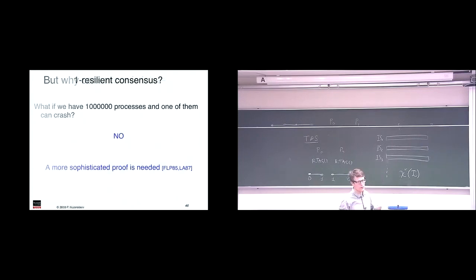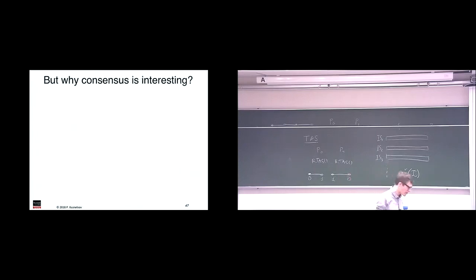So this means that in the shared memory context, even a one-resilient consensus algorithm doesn't exist. And one-resilient means that the algorithm tolerates the failure of a single process. If you don't know who's going to fail a priori, there's no way. For any algorithm, you can always construct an execution in which some properties of consensus are violated. Okay? Very quickly, why consensus is interesting.